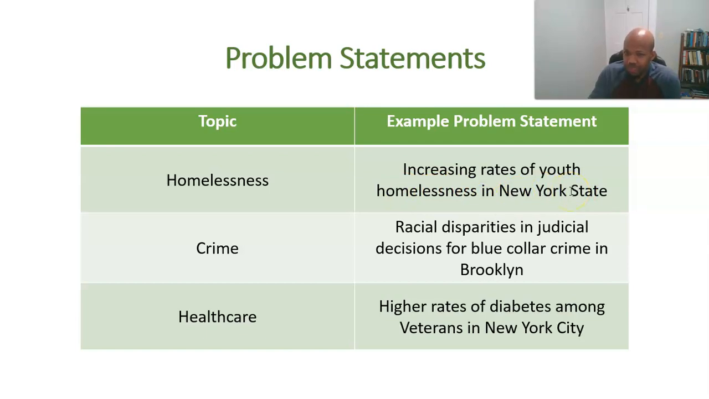If you just focus on those two things, the problem itself will usually be the first part of that fragment or sentence, and then you'll give some illustrative scope descriptors. So the crime example: racial disparities in judicial decisions for blue-collar crime in Brooklyn. Notice these aren't sentences per se. It's okay to have a fragment when you're designing your ideas and jotting them down on paper for the first time. And then the healthcare example: higher rates of diabetes among veterans in the New York City area.